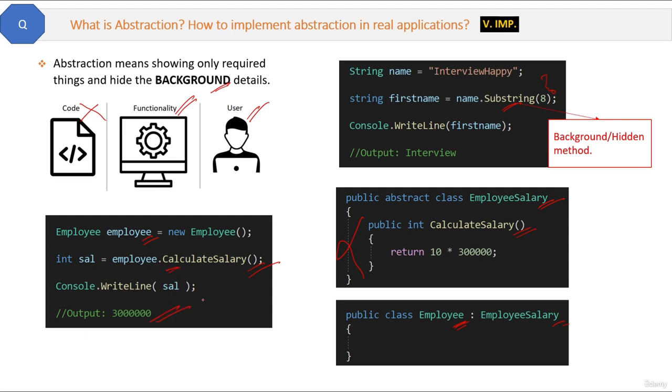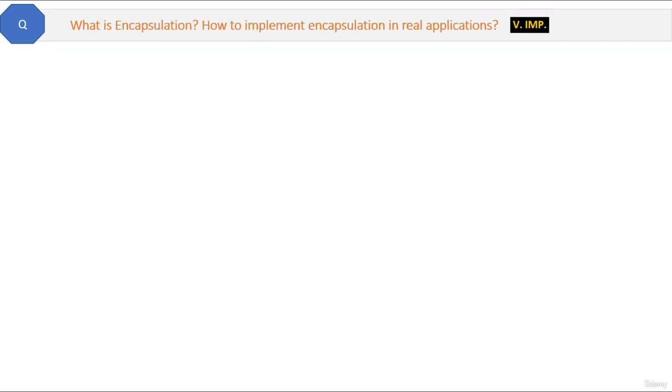So abstraction is a concept of hiding the background details, right? And the benefit of abstraction is that it will make your program more secure and more structured. We can implement abstraction in our code in many ways, but mostly we use abstract classes and interfaces for implementing abstraction. I hope now you get it.